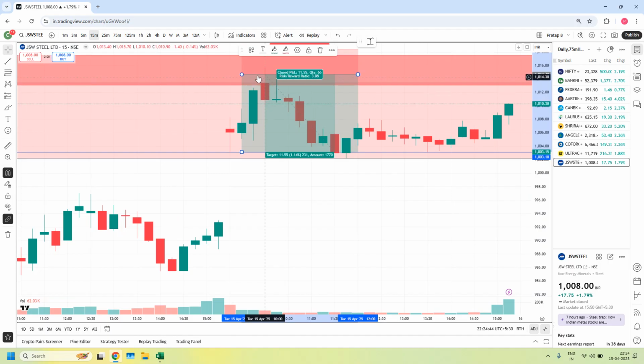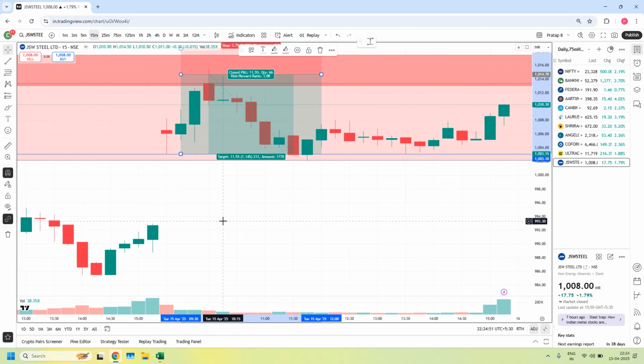Suppose the prices did not reach your fine-tuned entry, anyway you will be missing the trade. That's okay, fine. But the moment it reached, see how it became a profitable trade. That's why fine-tuning the entry is a very important technique. But there are some limitations.